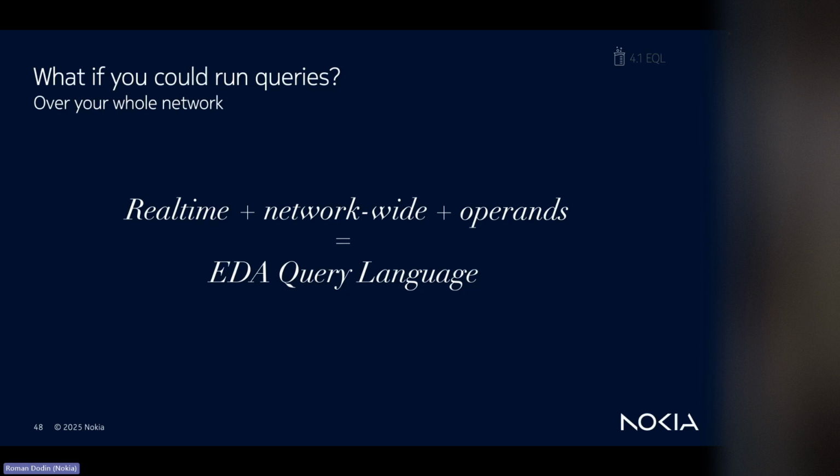That is what we call the EDA Query Language, and it is part of the EDA system that allows you to query the full range of your network. Remember that we also mentioned multi-vendor a couple of times. This good stuff will work with multi-vendor as well. So EQL is quite simple to understand.